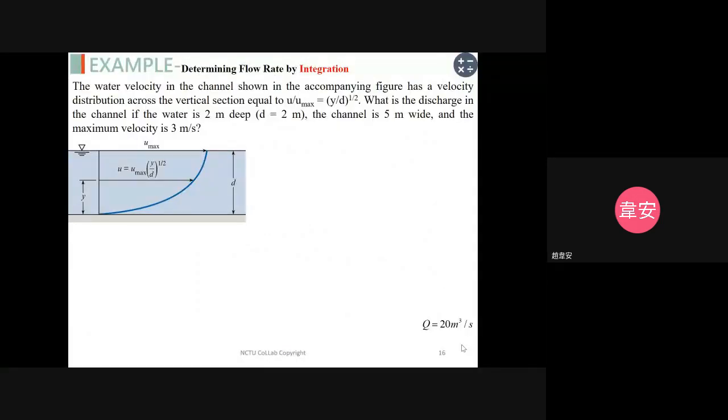Okay, last Monday we presented how to determine the discharge. The discharge can be represented by the area multiplied by the velocity. And since we have the discharge, we can determine the mass flow rate. The mass flow rate can be represented by the density multiplied by the discharge.